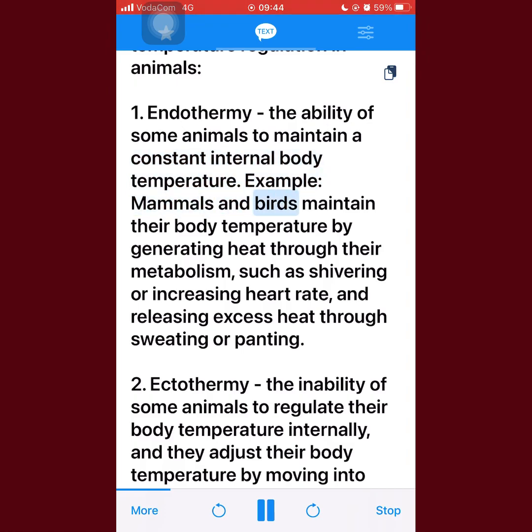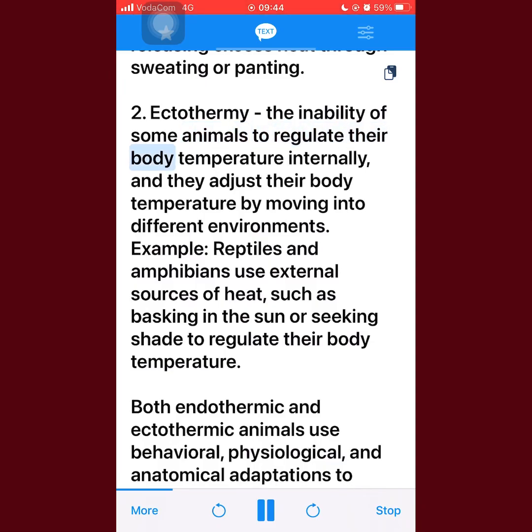Example, mammals and birds maintain their body temperature by generating heat through their metabolism, such as shivering or increasing heart rate, and releasing excess heat through sweating or panting. 2. Ectothermy, the inability of some animals to regulate their body temperature internally, and they adjust their body temperature by moving into different environments. Example, reptiles and amphibians use external sources of heat, such as basking in the sun or seeking shade to regulate their body temperature.